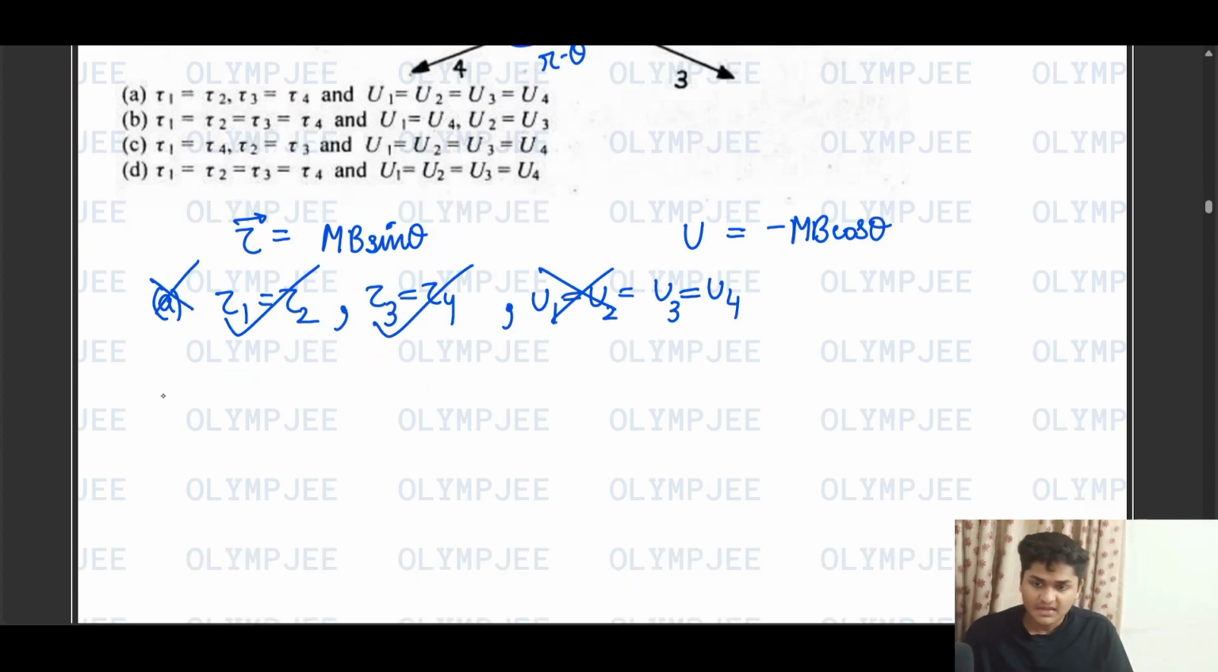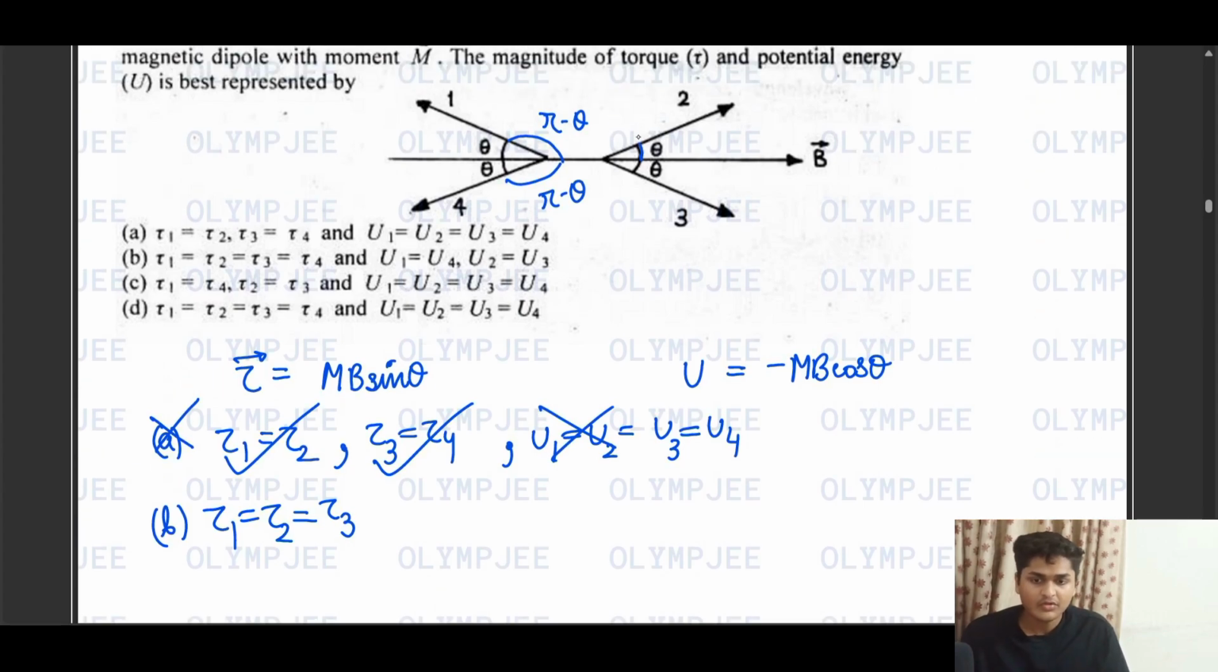Now option B says tau 1 is equal to tau 2. We already proved this. This is equal to tau 3. Let us check. Tau 2 has angle theta and tau 3 has minus theta, and tau 3 has an angle of minus this also has an angle of theta only because m and b have angle theta. So this is also correct, and tau 3 is equal to tau 4 we already proved, so this statement is correct.